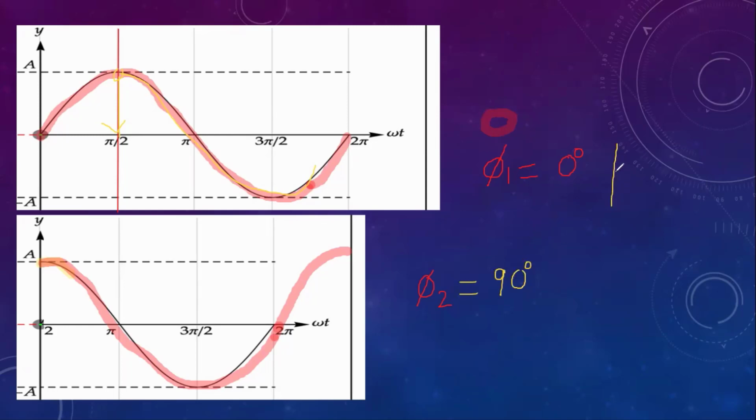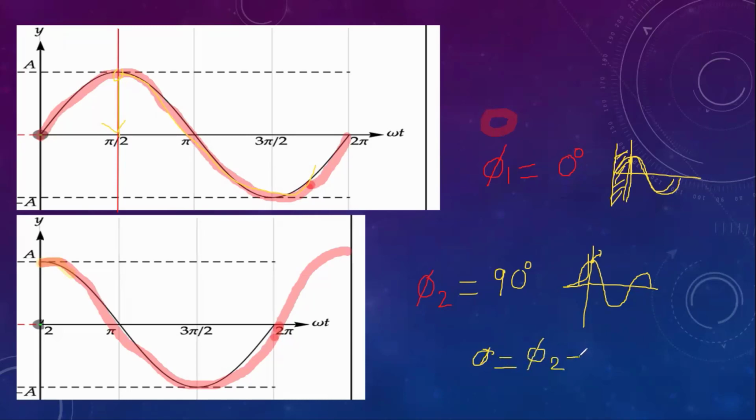The first wave started here. The next one started from here. It is actually a complete wave, but this part is removed. Because it is 90 degrees, it looks like it is starting from here. So the phase is 90 degrees. What is the phase difference now? The phase difference phi is equal to phi 2 minus phi 1, which is 90 minus 0, simply 90 degrees.